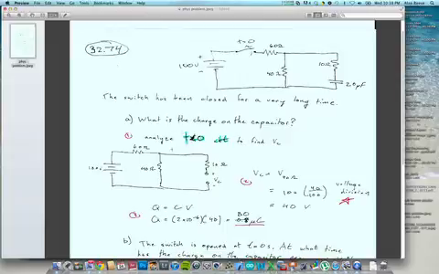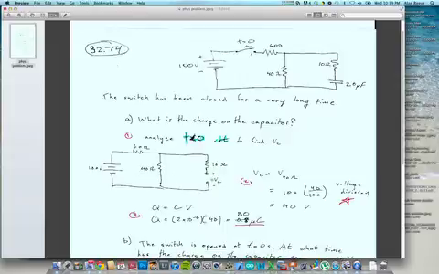So after a long time, the capacitor charges up, right? And since it charges up completely, you know that there's no current flowing through it, so it is characteristic of an open. And so there's no current flowing through this branch, no current through this resistor. So you know the only current is flowing in this loop.